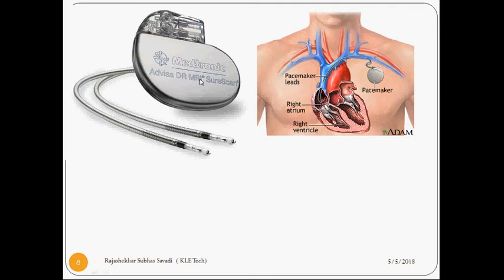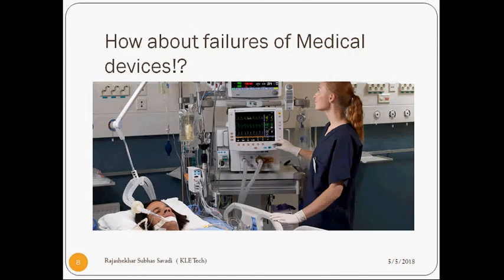So if this goes wrong, you can't operate on a human being again and again. If they are in a body, they should be inside the body for a long period, say 10 years, 15 years and so on. So you can't afford to have frequent failures. So these are the cases. You have to test them well beforehand. So you can't test it on a real system.